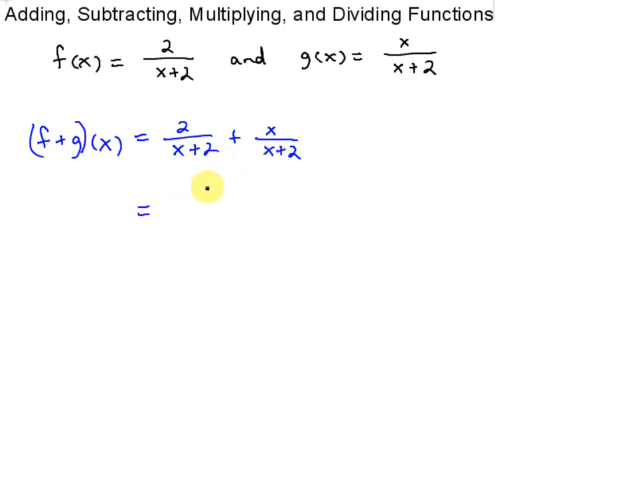They already have a common denominator, so you can just add the numerators and put them over the same denominator. And of course we know that 2 plus x is exactly the same thing as x plus 2, and when you divide anything by itself, they cancel and leave behind 1s. So this function equals 1. So f plus g of x equals 1.